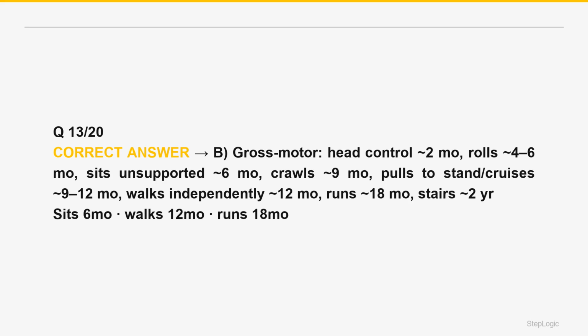Continuing, walks independently around 12 months, range about 9-15 months, runs around 18 months, walks upstairs and kicks a ball around 2 years, and pedals a tricycle around 3 years. For quick reference, milestones also span social, language, and fine motor domains, e.g., social smile about 2 months, stranger anxiety about 9 months, first words about 12 months, 2-word phrases about 2 years.